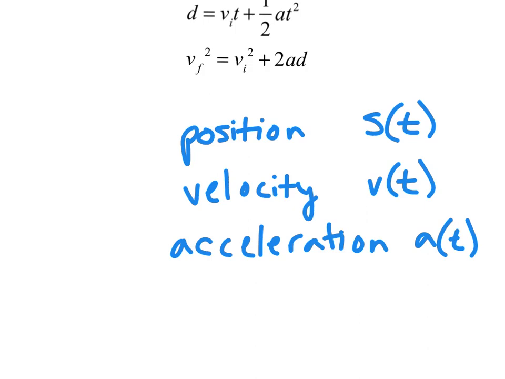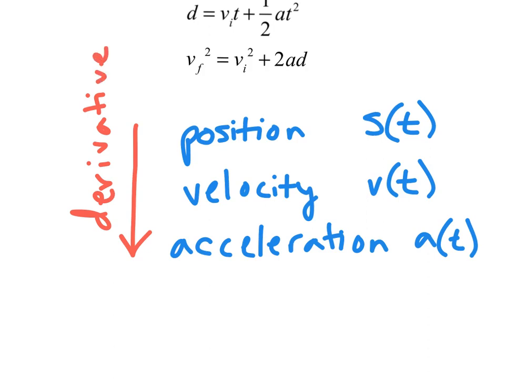Now, to go from one step to the other, rather than use all those physics formulas, in calculus, what we can do is just take the derivative to go step by step. So to go from position to velocity to acceleration, all I need to do is take the derivative. Now, if I'm trying to go from position down to acceleration, I have two steps in between, which means I'm going to have to take two derivatives: take the derivative of position to get to velocity, then take the derivative again to get to acceleration. And we're going to see that in the next example.